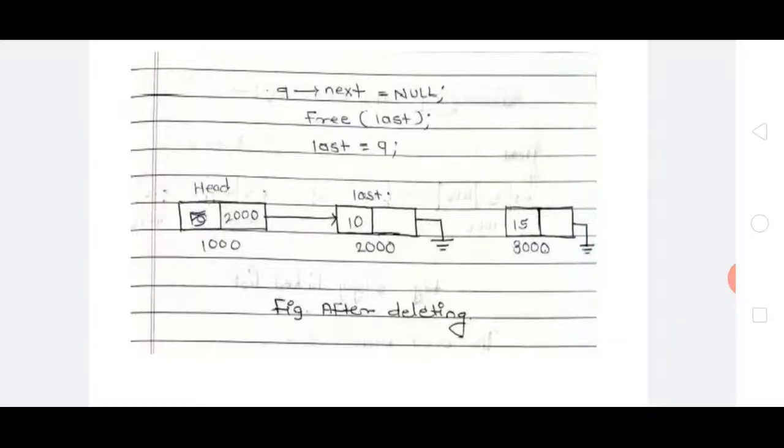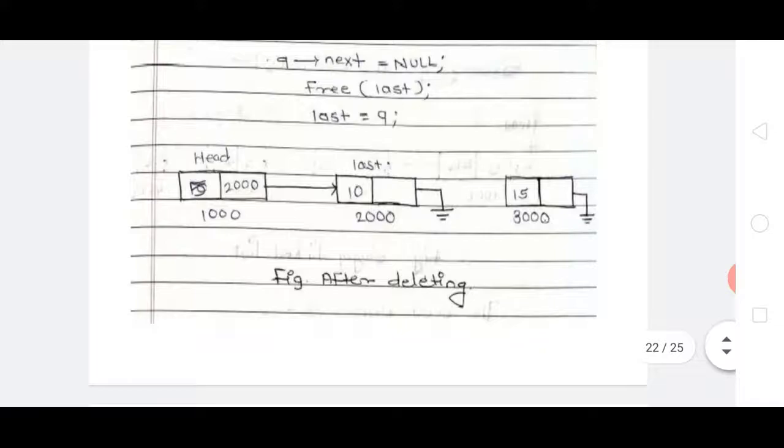Now see here, q is the pointer pointed to next is equal to null. Means that q is the pointer set to the last node, and executing the next statement, which is the free statement. Free is an inbuilt function. Free(last) means that the last node is removed from the list. And the next statement, last is equal to q, means whatever address is assigned to pointer variable q is assigned to pointer variable last.